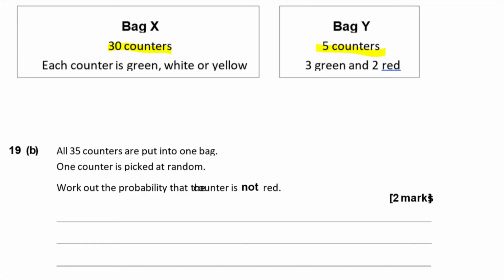So if we're picking one counter from the bag, we've got 35 different outcomes that are possible, which means there's a 35 on the bottom of our fraction for our probability, isn't it? Okay, so what we need to do is work out how many successful outcomes are there, how many not red counters are there. Now in the first bag, do you remember there were green, white and yellow counters in there, and in the second bag there were green counters and 2 red counters.